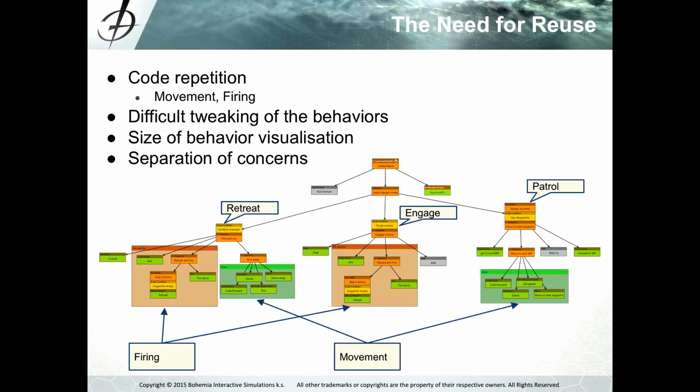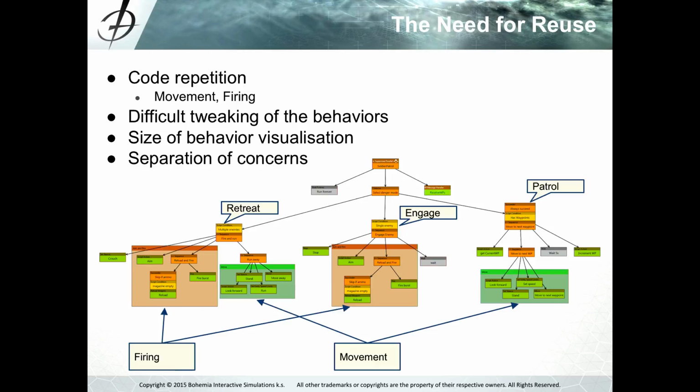Twice I had to implement the firing and twice I had to implement the movement behavior. It would obviously be better if I could implement it only once and then change the code in one place. I would have a smaller decision tree. So we can already see the disadvantages of the simple system, where for such a simple behavior we would have difficult tweaking. I would have to change the code in two places.